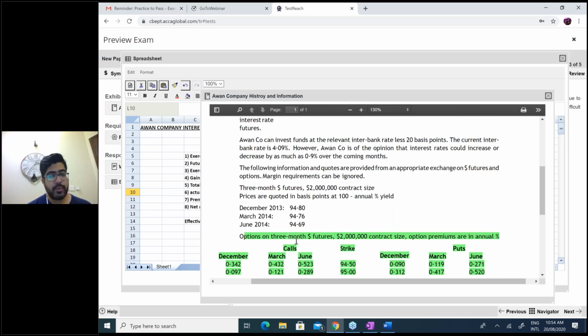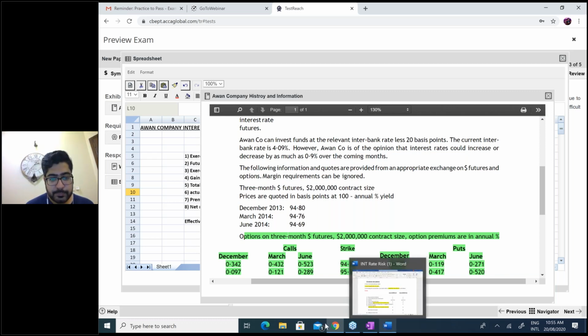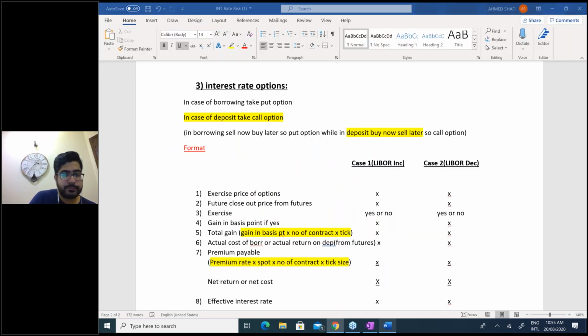And December, March, June, which option to take? We have already decided right at the starting of the question where we noted the 5 things that we will take March ones because we need to borrow a deposit at first Feb. So we will take future of March. Okay. So in deposit, we take call option, cancel all puts. And obviously, we have already decided that we will take March one. So what is the premium rate? 0.432. 0.432 is the premium rate.